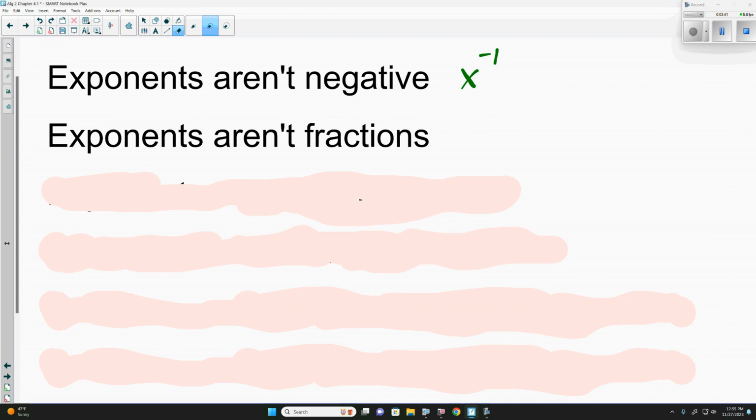Exponents aren't fractions. And especially these first two, we're attaching it to variables. Now we can have 2 to the negative 1 and it'd be a polynomial function. We just can't have x, a variable, to a negative exponent. Same with fractions, fractional exponents. They can be attached to numbers, they just can't be attached to variables.